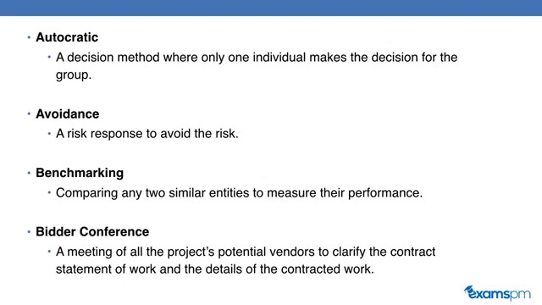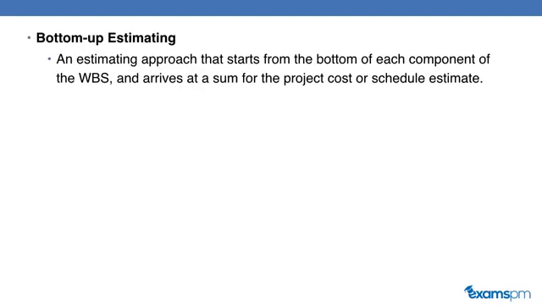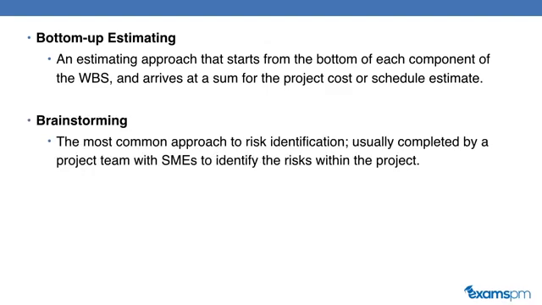It's important that you invite all of your vendors to the bidders conference so that everyone has access to the same information. Bottom-up estimating. This is an estimation approach that starts from the bottom of each component of your work breakdown structure and arrives at the sum of your project cost or your project schedule estimates. Brainstorming. This is the most common approach to risk identification, usually completed by the project team with the help of subject matter experts to identify risk throughout the project.